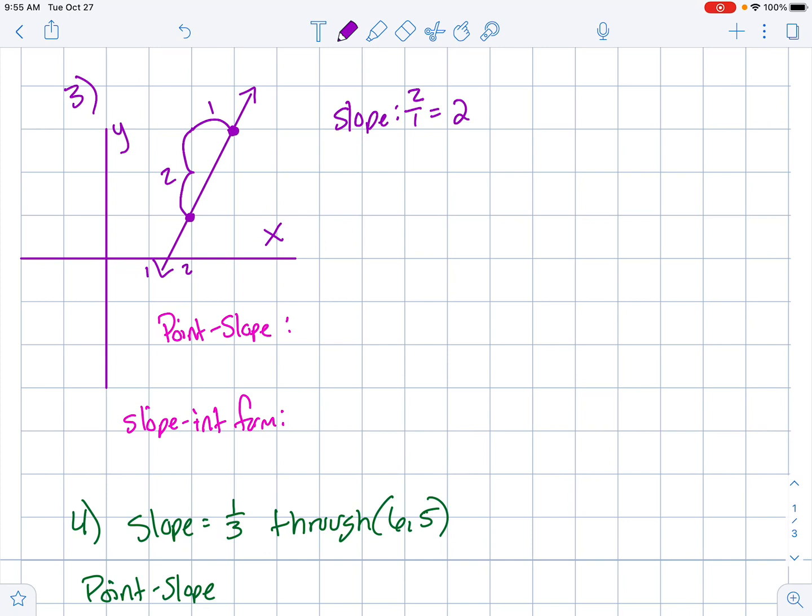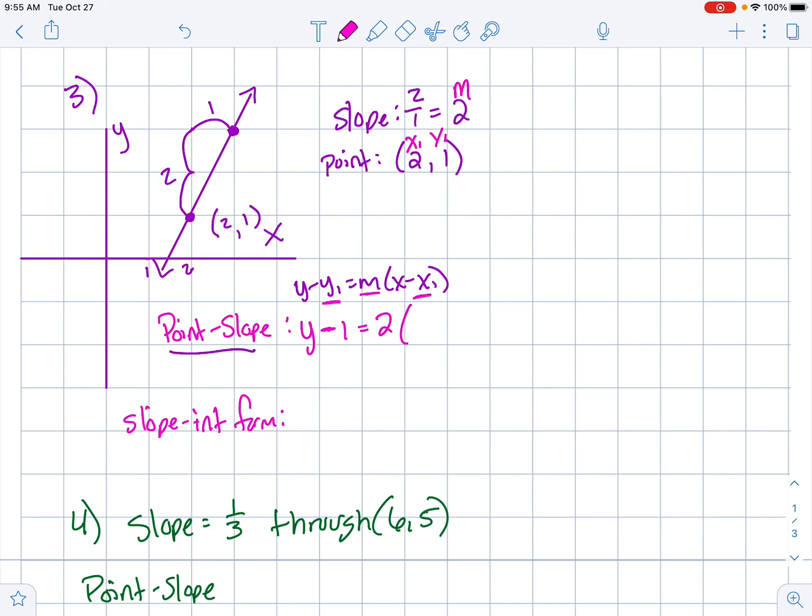Since I'm not given the y-intercept, I'm going to think about point slope form, which is y minus y1 equals m times x minus x1. So I need a point. Does it matter which point I use? No. I'm going to use the one with smaller numbers, so I'm going to use this one right here. So that point is over 1, 2, and up 1. So my point that I'm going to plug in is 2, 1. All right, so slope is labeled m. My point is labeled x1, y1. So for my point slope form, I'm going to replace my y1, my m, and my x1. So y minus my y1 is 1, my m is 2, times x minus my x1 is 2. There's your point slope form.